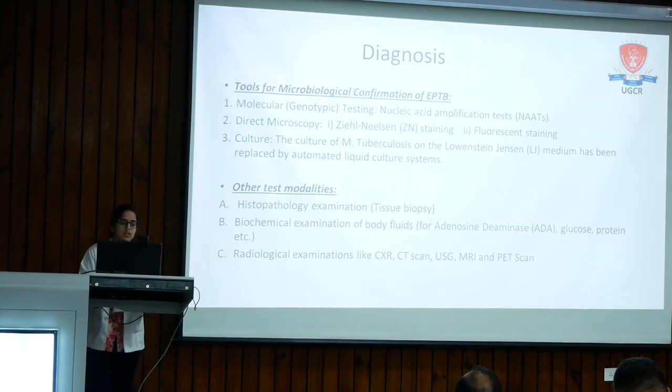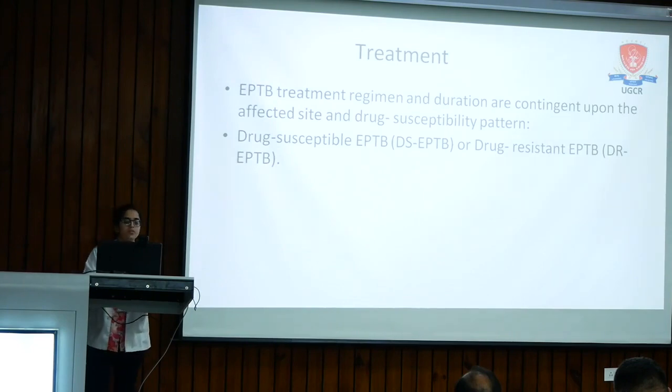The diagnosis is molecular type, direct microscopy, including Ziehl-Neelsen staining and fluorescent staining, and culture on LJ media. Other test modalities include histopathological examination, biochemical examination, and radiological examination. The treatment remains the same as pulmonary TB, depending on drug susceptibility or drug-resistant TB. Thank you.